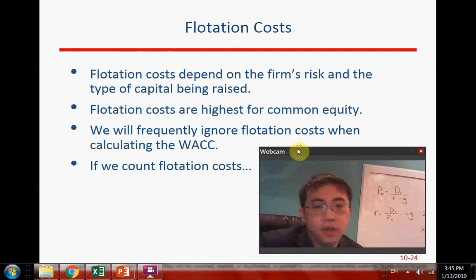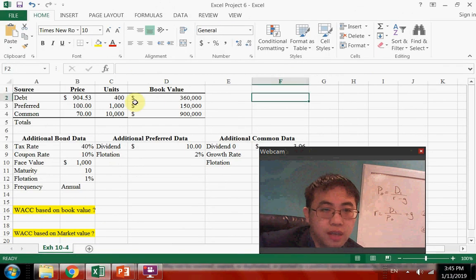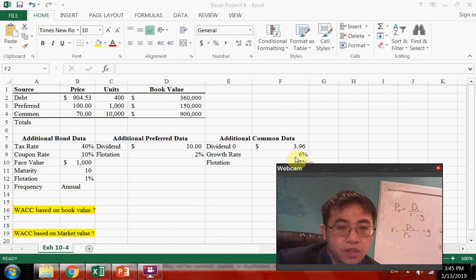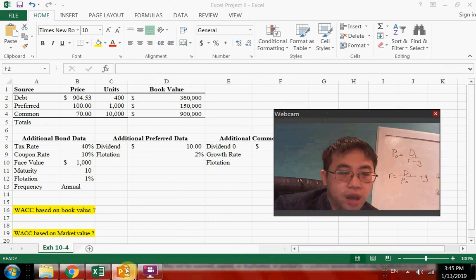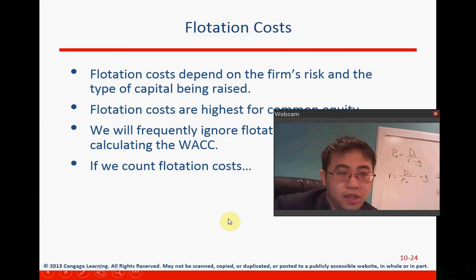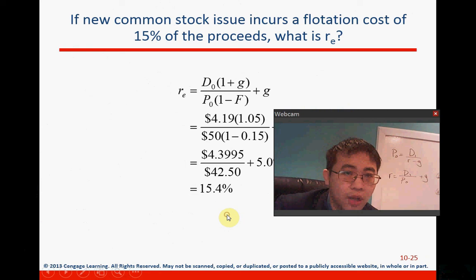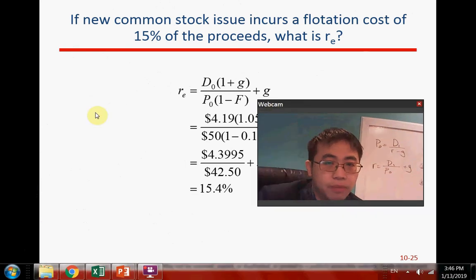And we usually, in our previous examples, we ignore flotation cost. But in your Excel project number 6, we do incorporate flotation cost in our calculation. As you can see, the common stock has 5% flotation cost, and for preferred is 2%, and for bond is 1%. Okay, so how do we put flotation cost in our calculation? Well, the thing is, it's actually pretty simple.